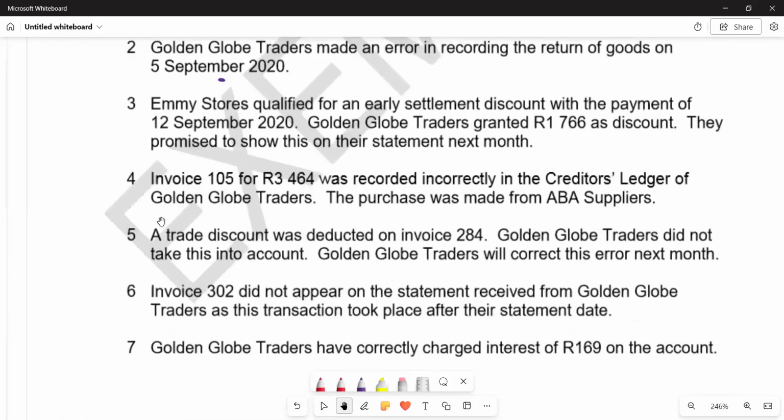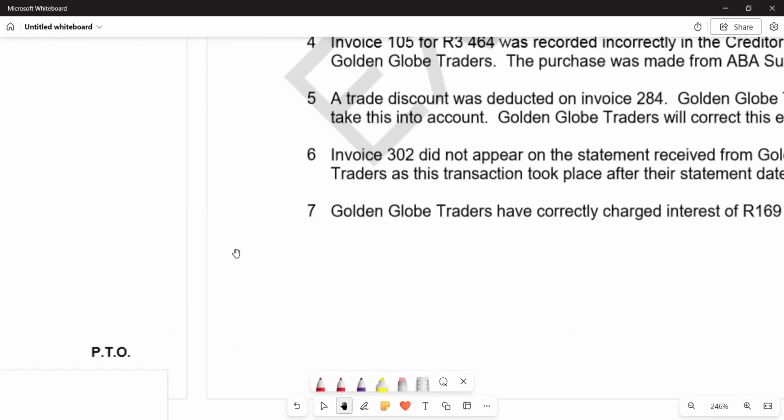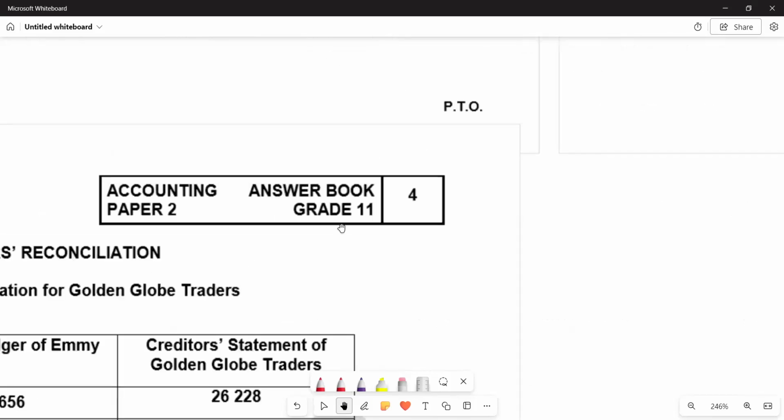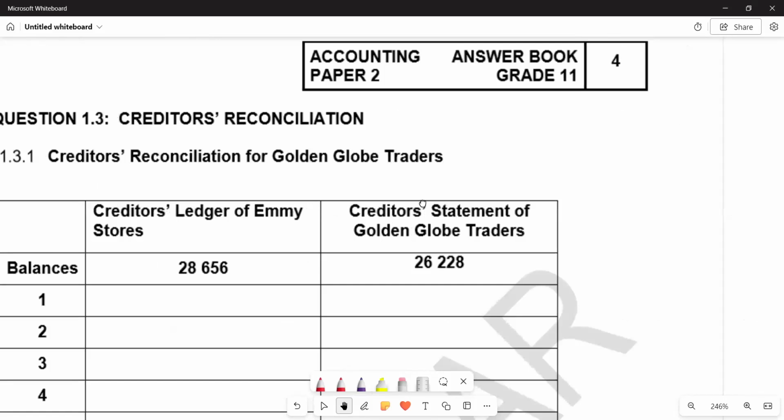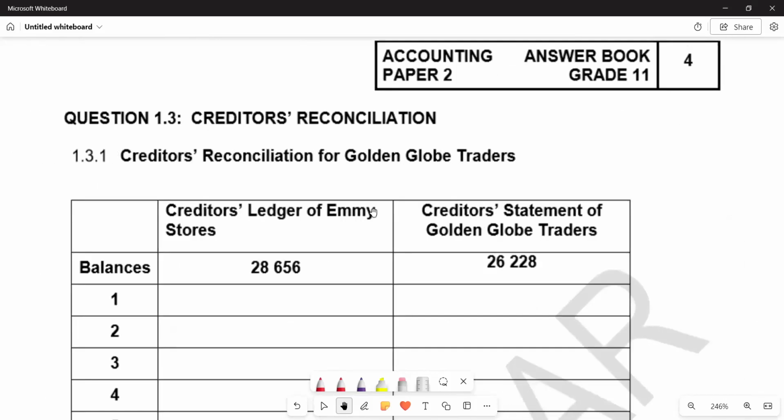So we are going to make those adjustments. If you go to the other section, you'll see that we are given the creditors reconciliation, which is a credit reconciliation for Golden Globe Traders as our supplier. And then we are given a column for the creditors ledger of Amy Stores. So this is the ledger, and this is the statement of account of Golden Globe Traders. You see that these two totals are different. So that's why we are preparing this reconciliation, so that these two totals at the end become the same.